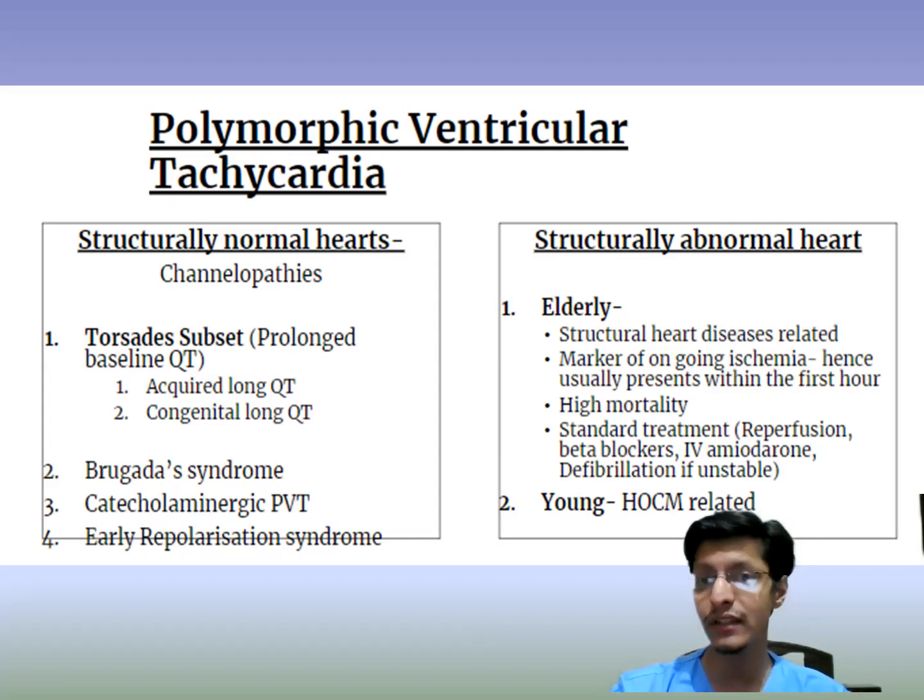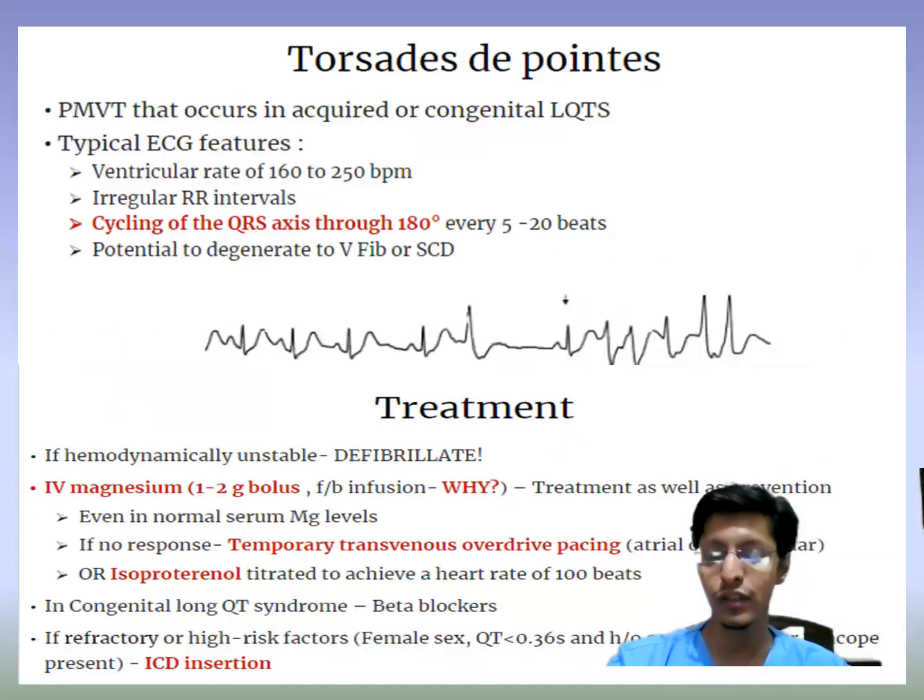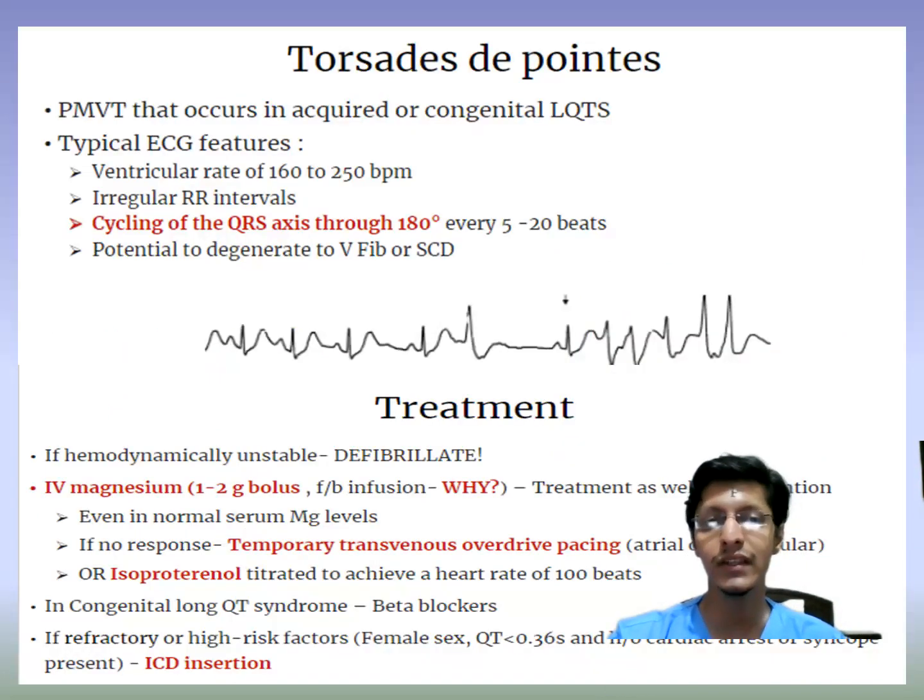It also occurs in the elderly patient who has an underlying structural heart disease, and in the young patient with a history of hypertrophic obstructive cardiomyopathy. So now this is a polymorphic ventricular tachycardia where there is a cycling of the QRS through 180 degrees. The drug of choice here is magnesium sulfate, 1 to 2 gram IV bolus.